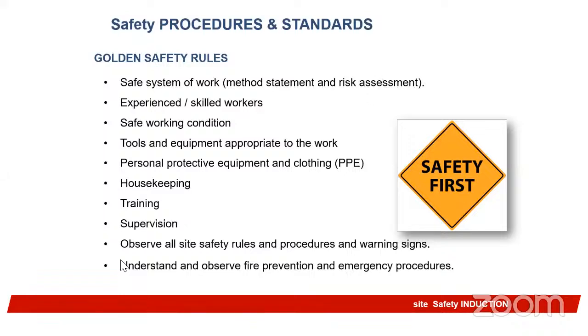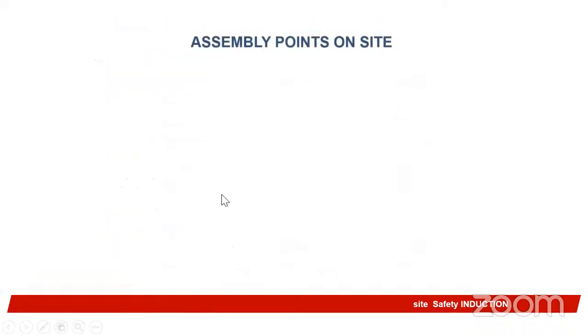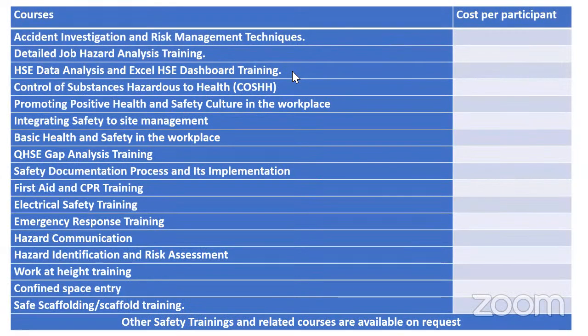So housekeeping, training, supervision, observe all site safety rules and procedures and warning signs, understand and observe fire prevention and emergency procedures. These are golden safety rules. So you can put the picture of your assembly point, of your muster point here. And that ends our session for today.